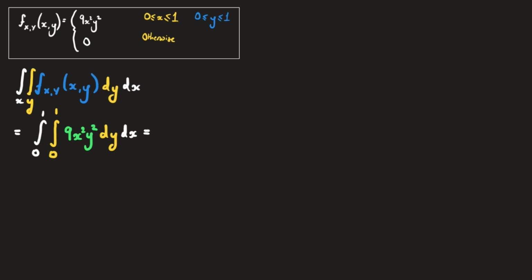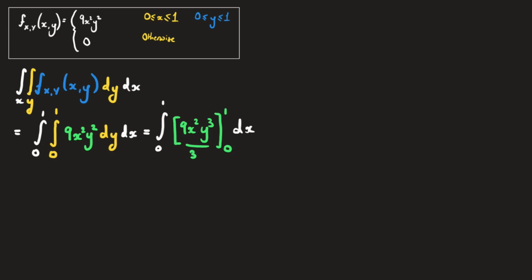So this is going to be equal to, if we're integrating this expression with relation to y, we get 9x squared, which is just a constant multiplier, then the y squared is raised to a power, so it'll become y cubed, and we'll divide by the new power. So this will be equal to the integral between 0 and 1 of 9x squared y cubed divided by 3, evaluated between y equal to 1 and 0, and we'll end up integrating that with relation to x.